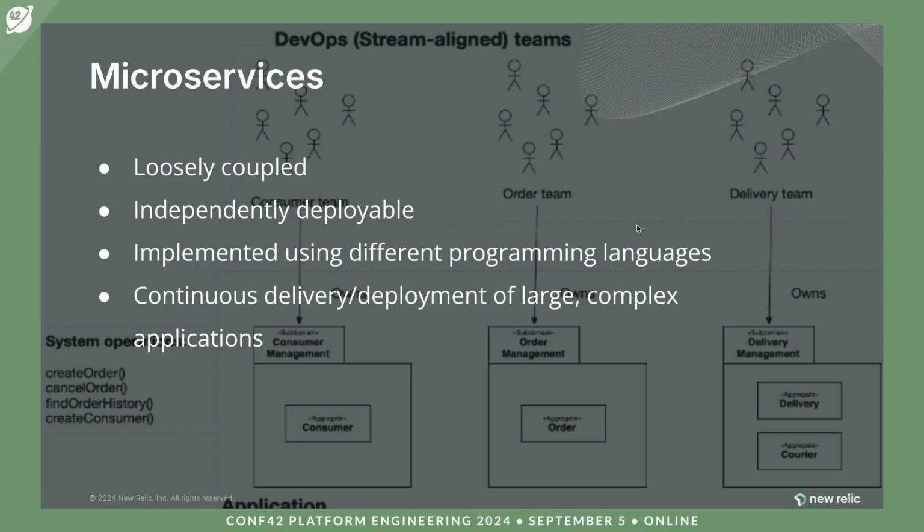So, what are microservices? It's an architectural style that structures an application as a collection of services that are independently deployable and loosely coupled. Services are typically organized around business capabilities. Each service is often owned by a single small team. You can see in the background how we categorize different teams and they own their own services.